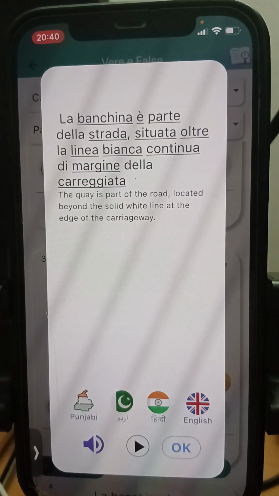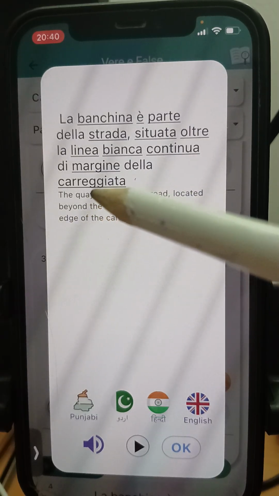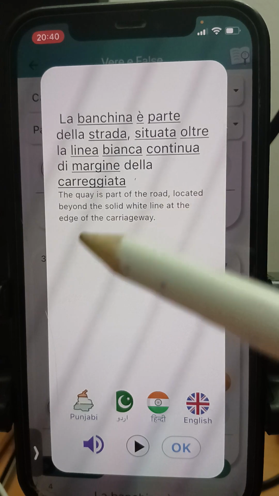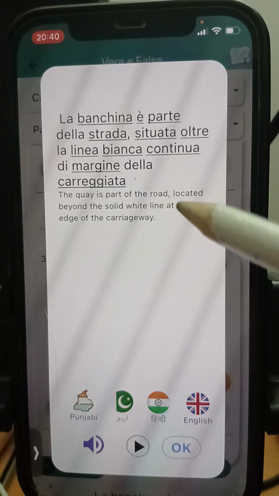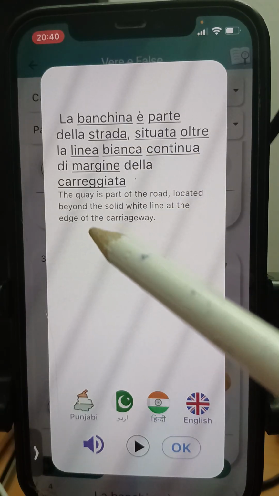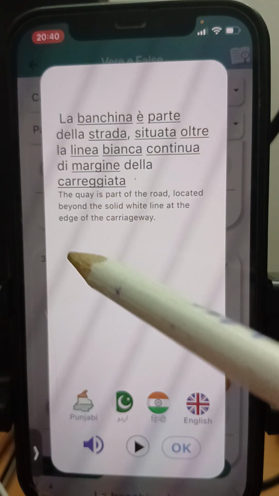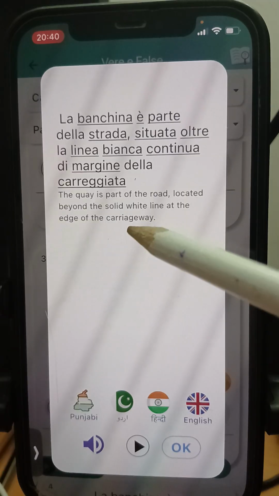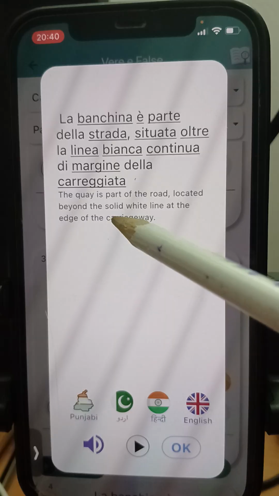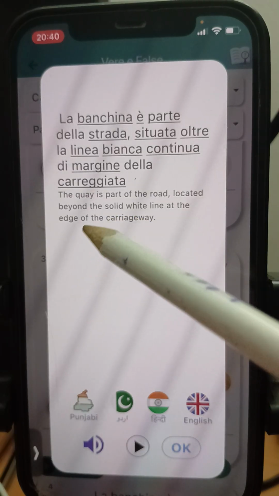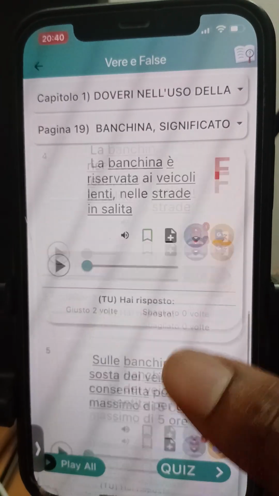Okay, let me put the English version so that we see. It says the quay is part of the road, located beyond the solid white line. Beyond, it is outside the carriageway. Okay, at the what? Edge of the what? The carriageway, by the edge side of the carreggiata. Okay, and it is with what? A solid white line. Alright, it's part of the road located beyond the solid white line at the edge of the what? The carriageway. È fuori della carreggiata.